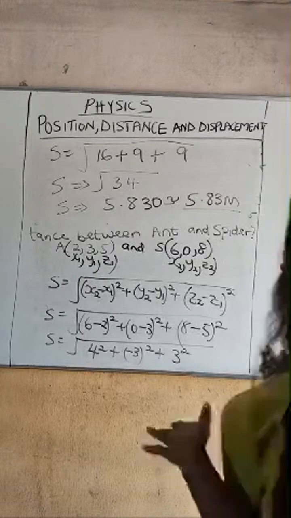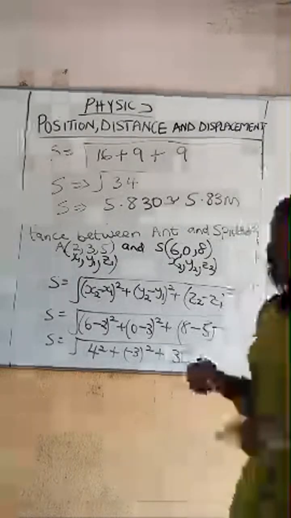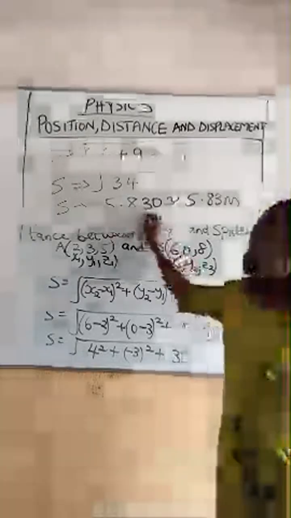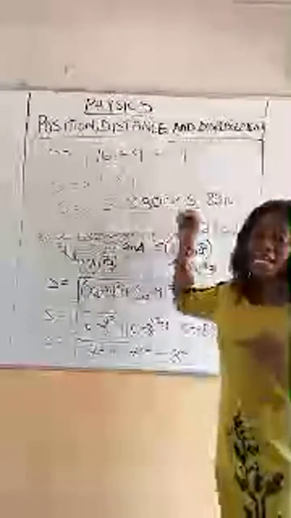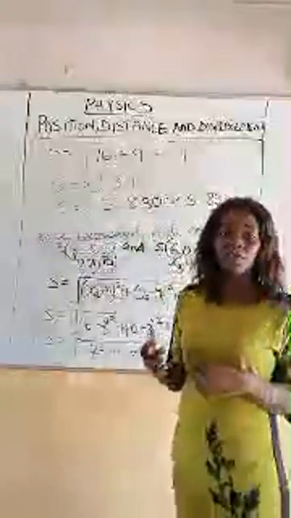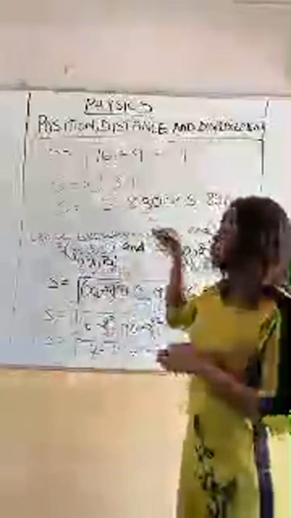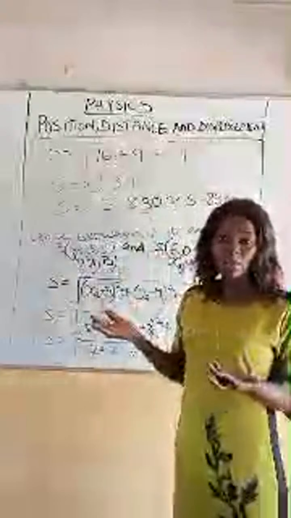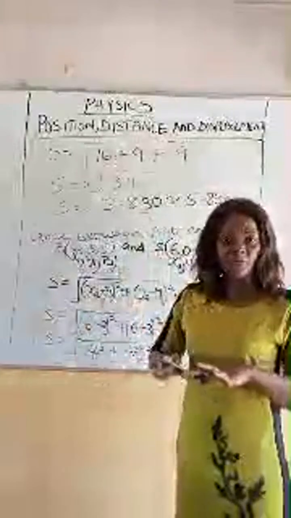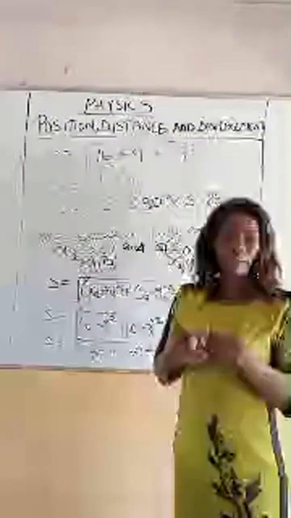We are going to change it to three decimal places. Yes, most times the final answer is mainly left in that form, except the examiner specifies whether you are going to convert it to three decimal places. But I prefer most of the answers to be in two decimal places.